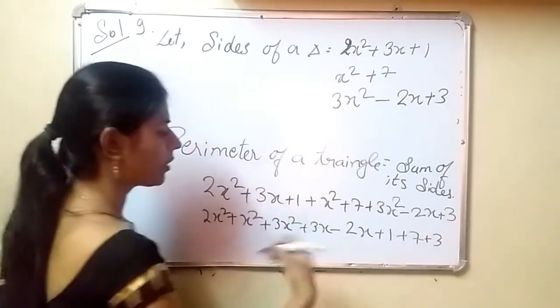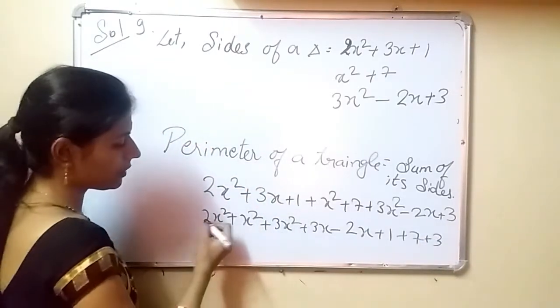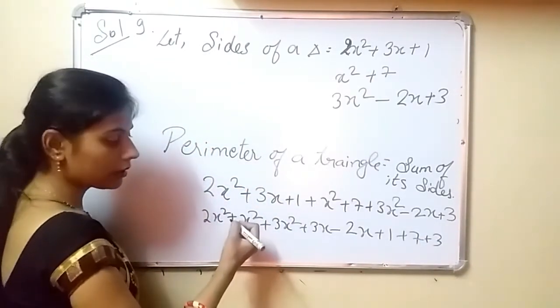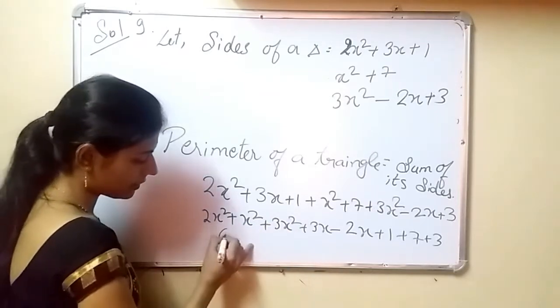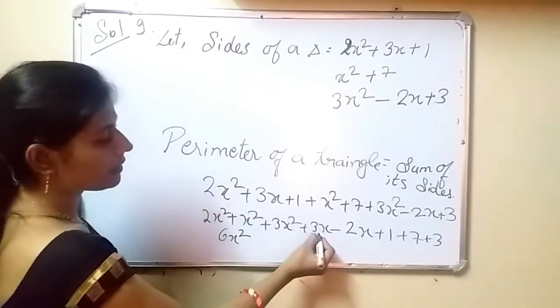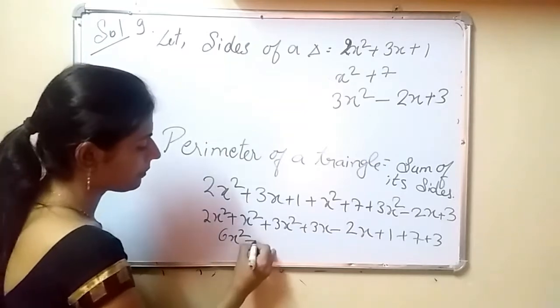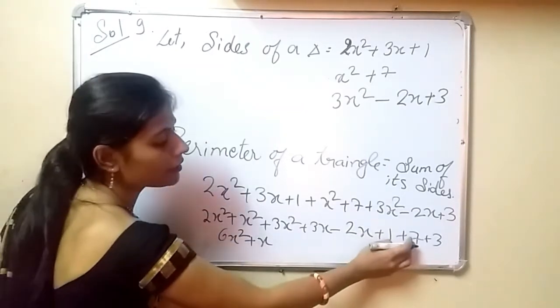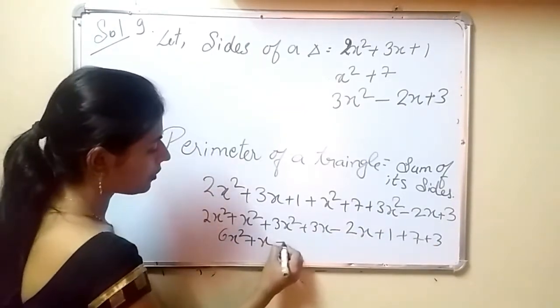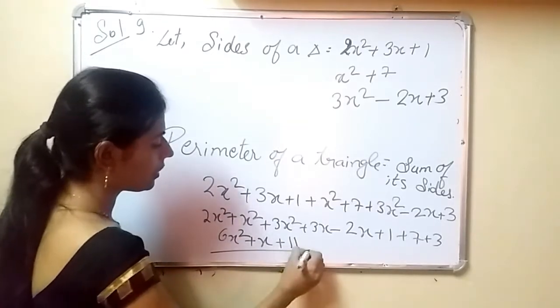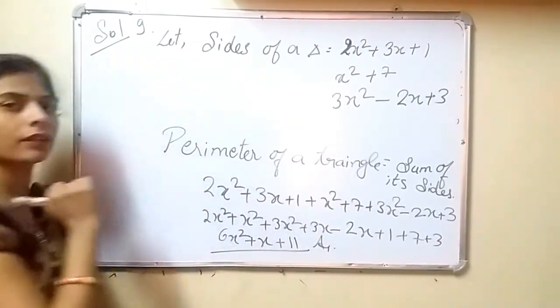Now see, add it. 2x square plus x square plus 3x square, it will become 6x square. Now see, plus 3x minus 2x, what will it become? Plus x. 7 plus 1 is 8, 8 plus 3 will become 11. So this is your answer. Okay.